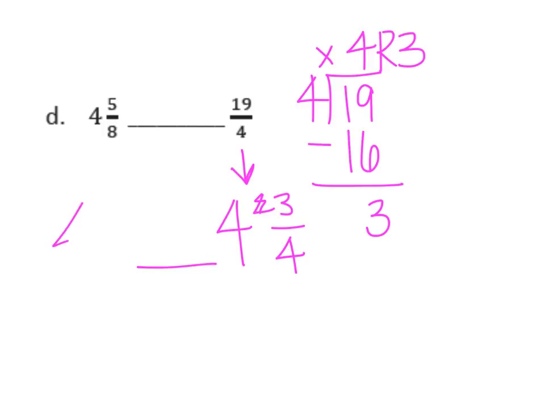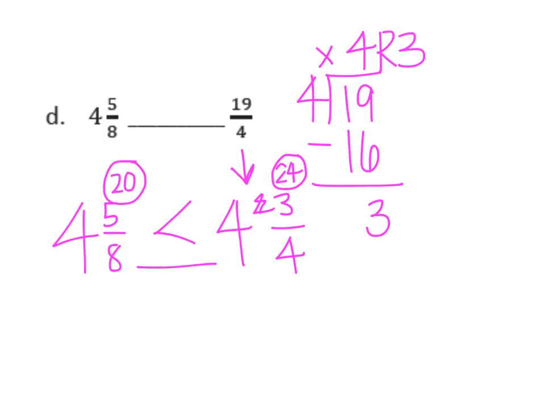I can rewrite this now, and I can use cross multiplication to compare the mixed numbers. 8 times 3 is 24. 4 times 5 is 20. I know that 20 is less than 24, so that means that 4 5/8 is less than 4 3/4.